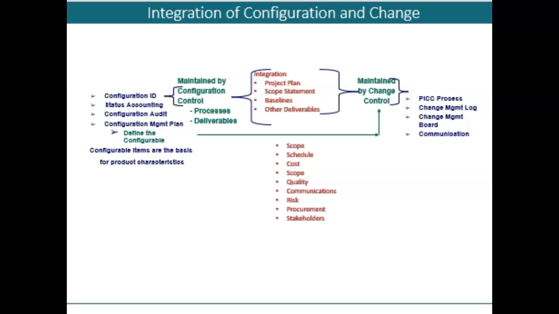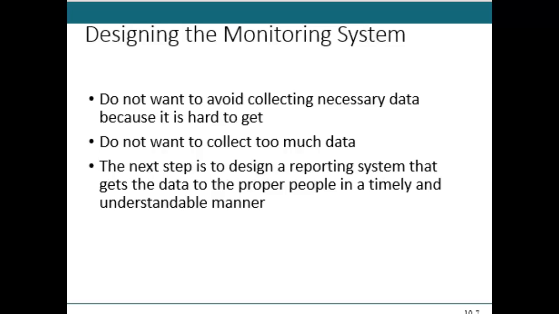And on the right side, I want to maintain my change control process that I talked about, my change control log, my board, communicating with stakeholders. And so what balances configuration on the left and changes on the right is integrating all these aspects of my project management plan. The project plan itself, the scope statement, those three baselines we always talk about, scope, schedule, and cost, and any other deliverables as represented by the list below. That really is an integration of configuration and change management, important to this monitoring and information sharing of today's discussion.